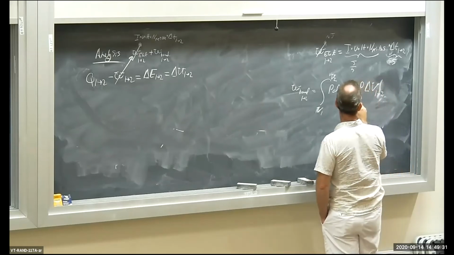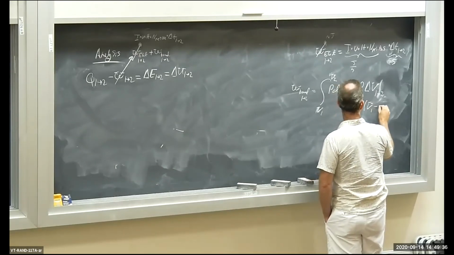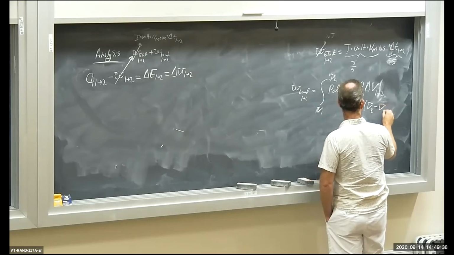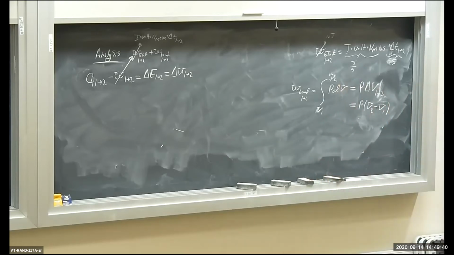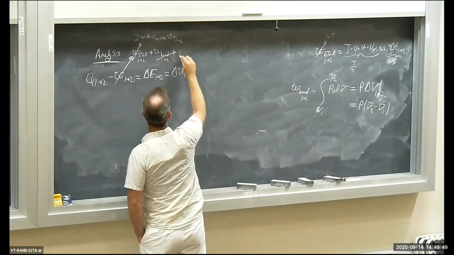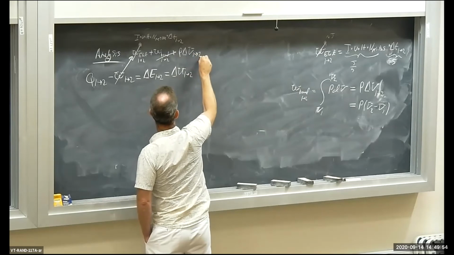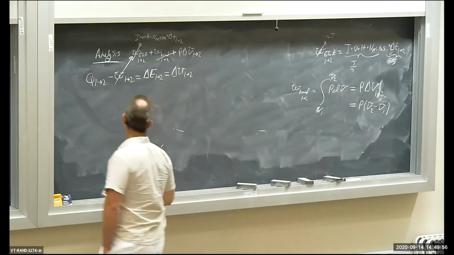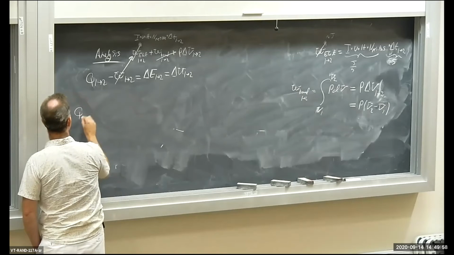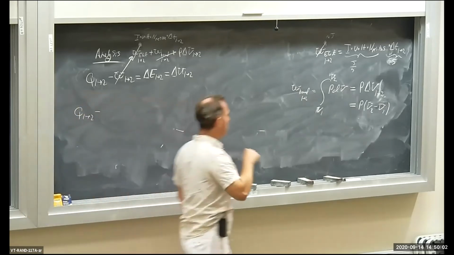Or if you like, P times (V2 minus V1). Okay? P delta V, or P (V2 minus V1). So this guy here, not much room, is P delta V from 1 to 2. So let's write what I got. Q 1 to 2.